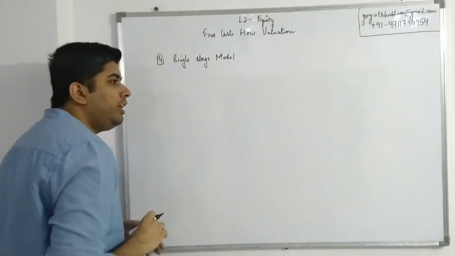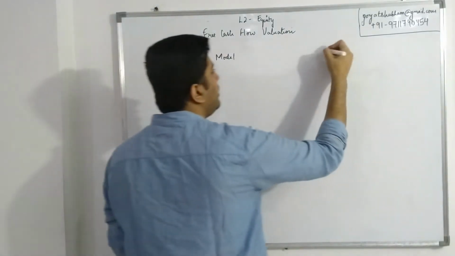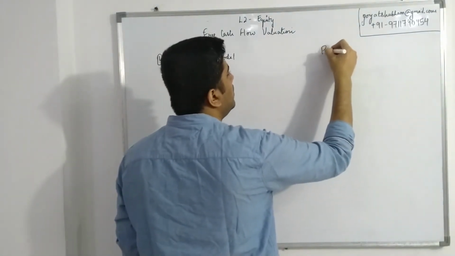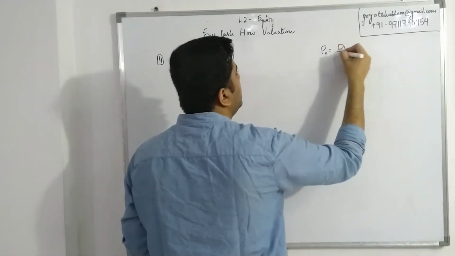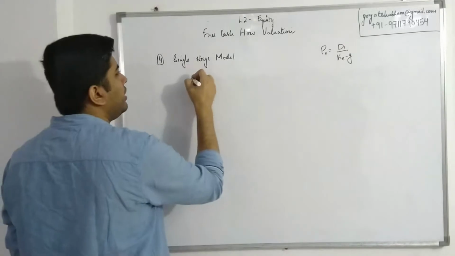Now, if you remember, in dividends we used to have the Gordon growth model. This is exactly the same. So in the dividend, the equation was something like this: P0 equals D1 over KE minus g. We'll use the exact same thing here.